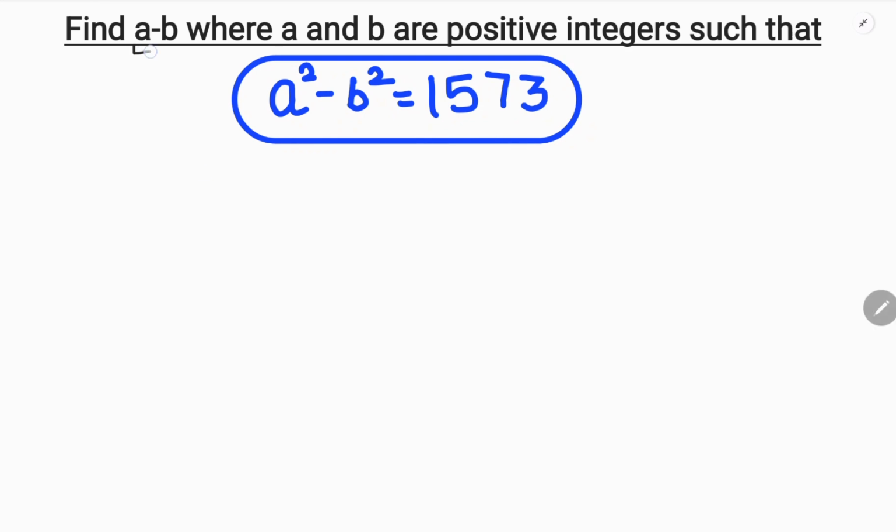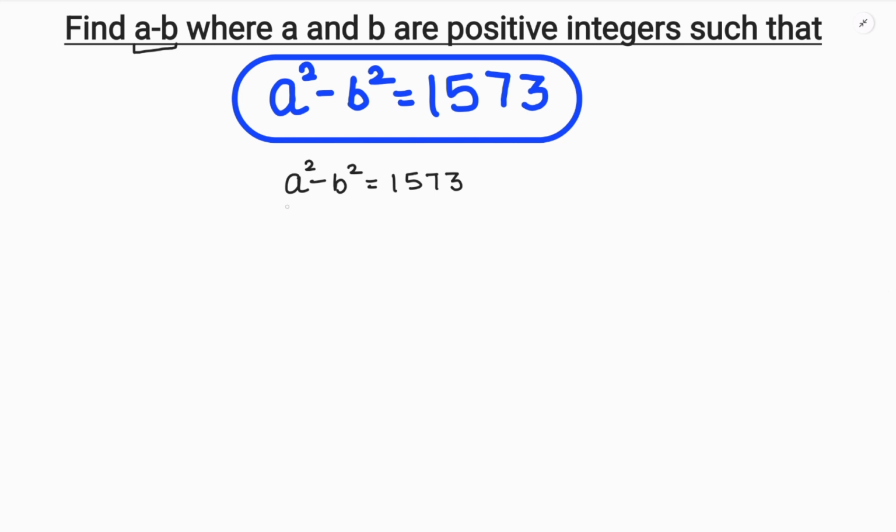In today's video we have this question where we need to find the value of a minus b, and they are saying a and b are positive integers, and another thing they are telling us is that a square minus b square is 1573, right? We are given a square minus b square is equal to 1573. As we can see here, we have just one equation and we need to find the value of two variables, right?